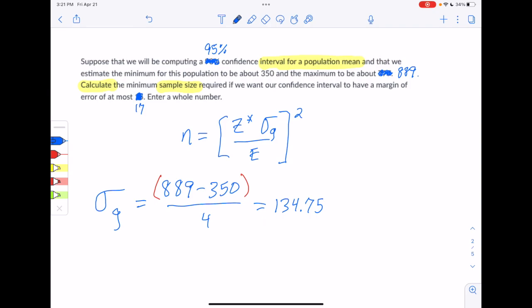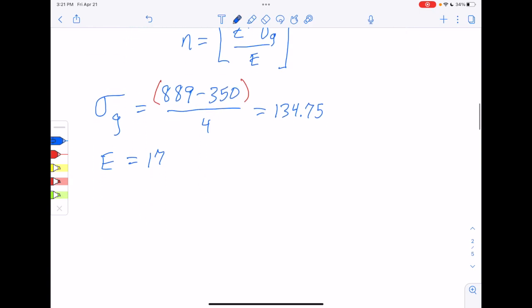So that's going to be our sigma g. And then we need E. E was given to us to be 17. That's this number right there. And then we still need the z star. So the z star is going to be for the 95% confidence that we're using.